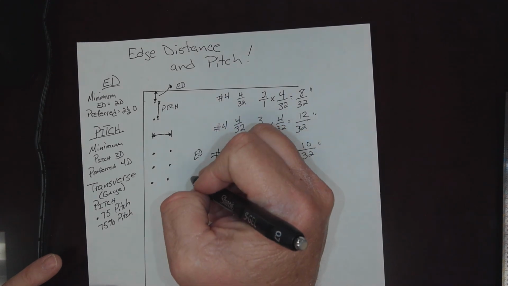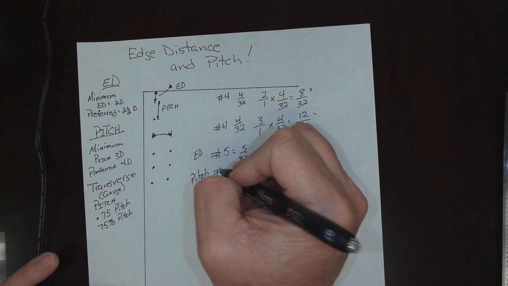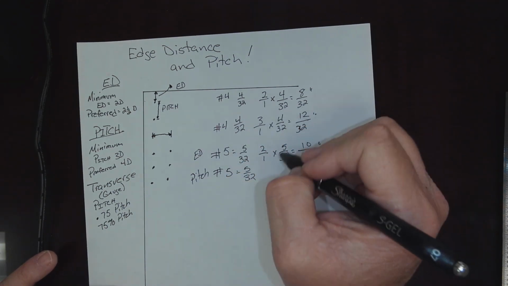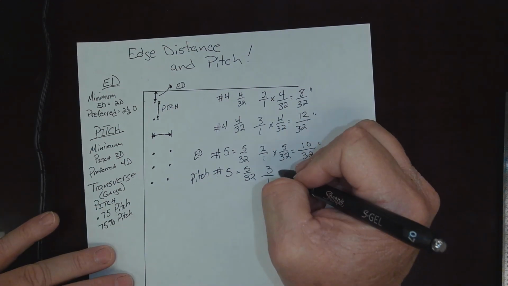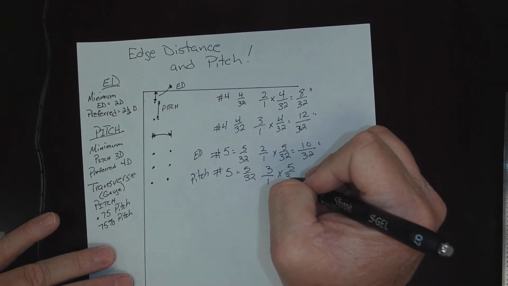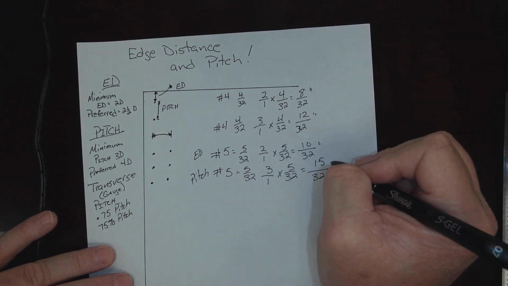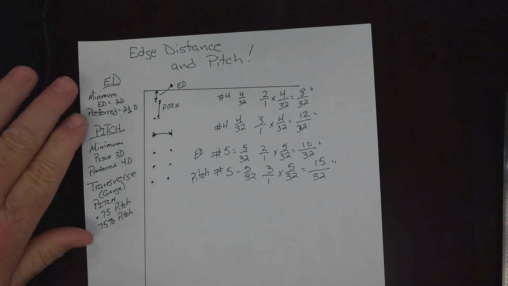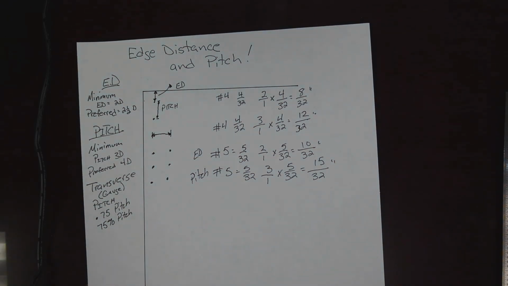We could do the same thing with pitch. For a number 5 rivet, number 5 is equal to a 5/32. Pitch is minimum 3D, so we could say 3/1 times 5/32 equals 15/32. How about that, folks? It can be that straightforward when you remember your basic rules, and the key factor there is diameters in 32nds.